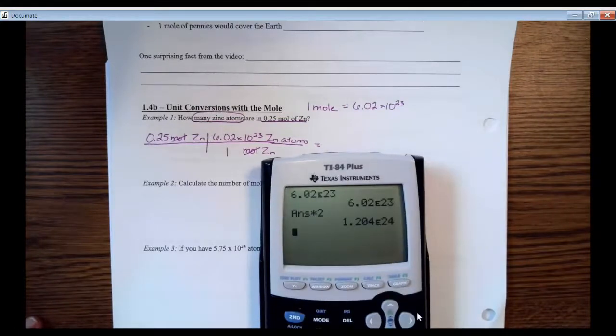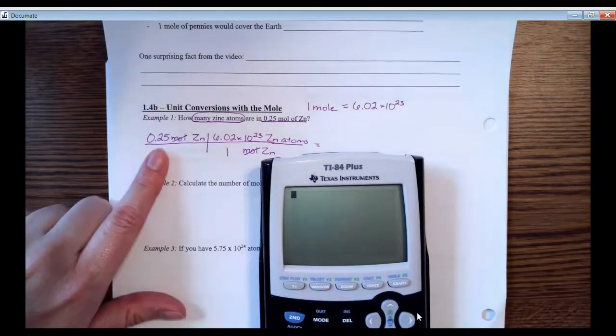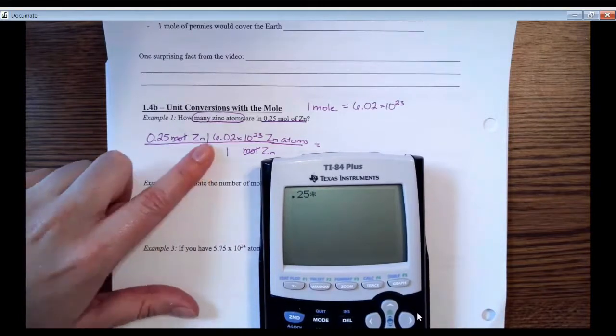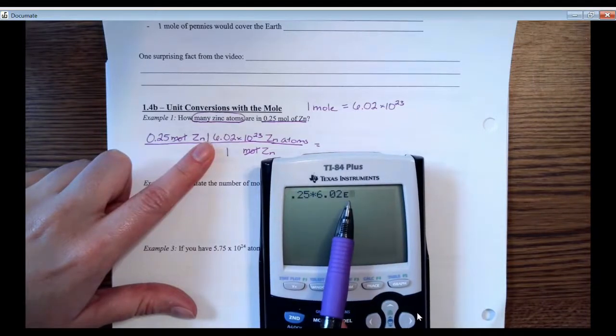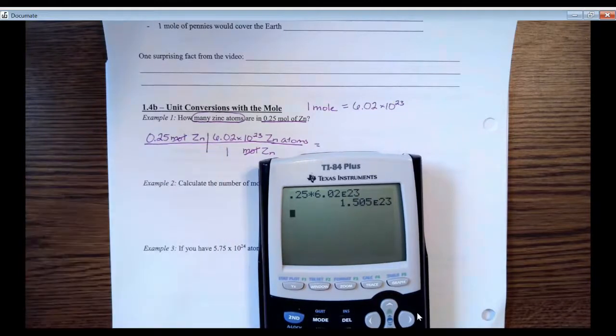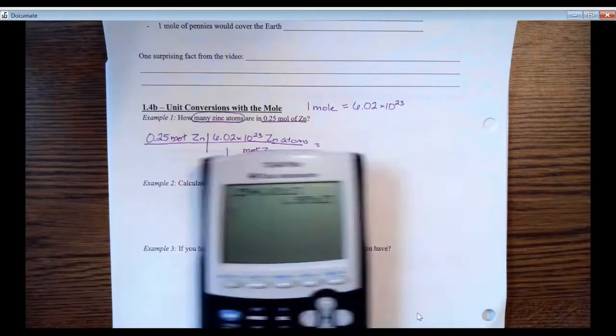So if you have a different calculator, it might be different steps, but this is how I use my graphing calculator. So I'm going to start by putting in my given, so 0.25, and I'm going to multiply that by the mole, Avogadro's number, so 6.02, and then I'm going to type second EE, which on my calculator gives me the E, which is calculator speak for, hey, I'm doing scientific notation. So now I just need to put in my power, which is 23. And then if I hit enter, that gives me my answer. So 1.505.